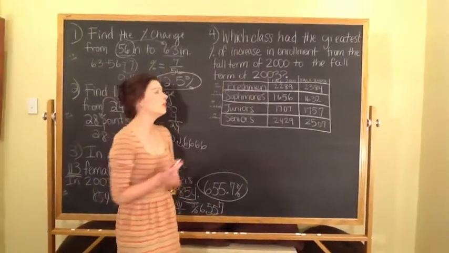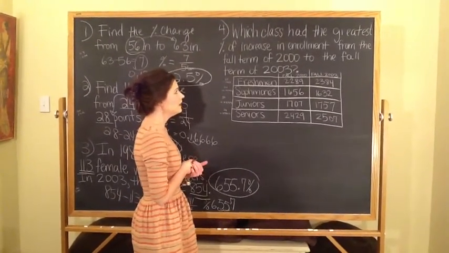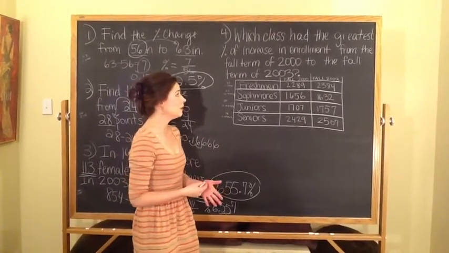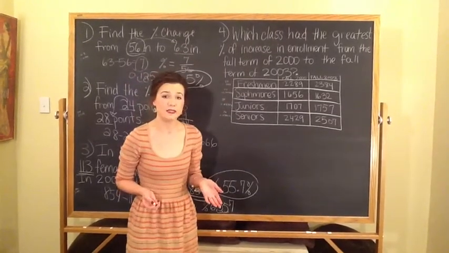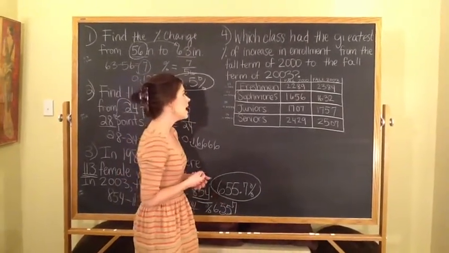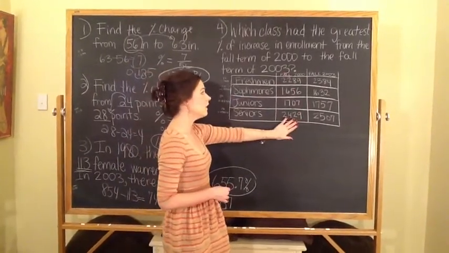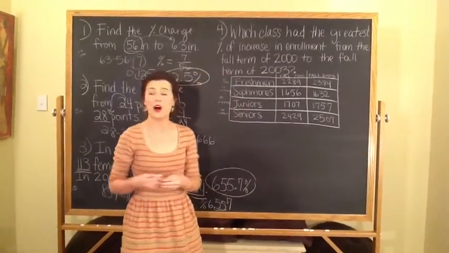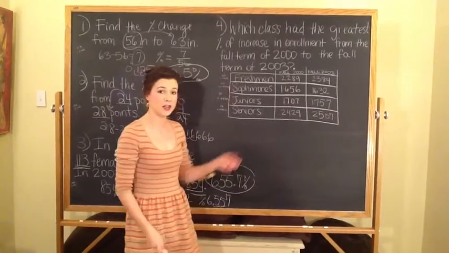Alright, let's go ahead and look at number 4. It says, which class had the greatest percent of increase in enrollment from the fall term of 2000 to the fall term of 2003? So first of all, we have our question. We want to know who has the greatest percent increase. Okay? And then we also know that we have 4 classes, and this is fall of 2000 and fall of 2003. So basically, we're going to be doing our problem like this, except we're going to be doing it 4 times. We're going to do it once for each class.